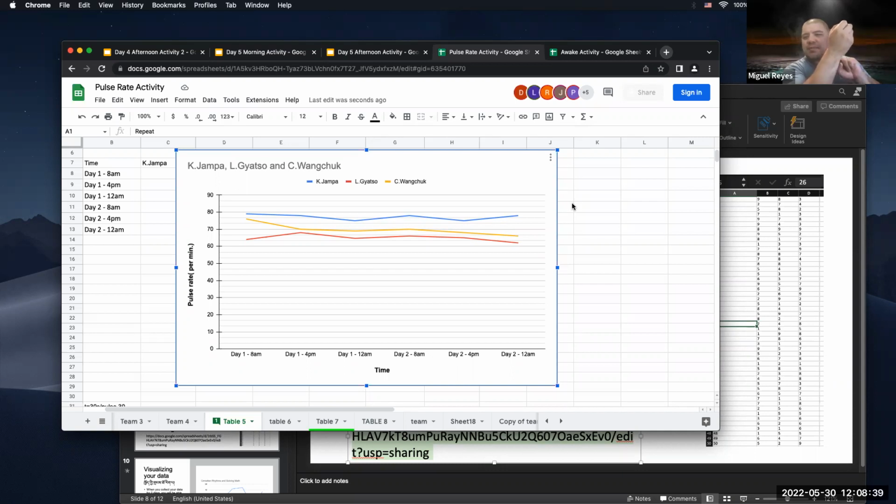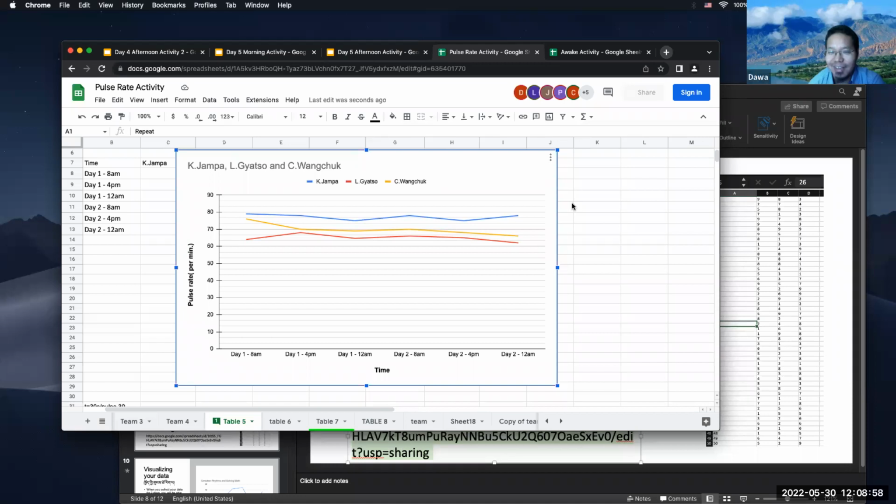Who took their pulse by their wrist? So more people took it by the wrist than the neck? Yes, more are done with the wrist. Interesting, because I find it a lot easier to take it on the neck, but that's just me.